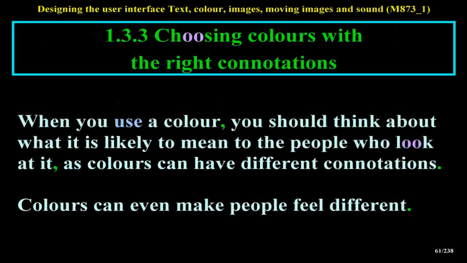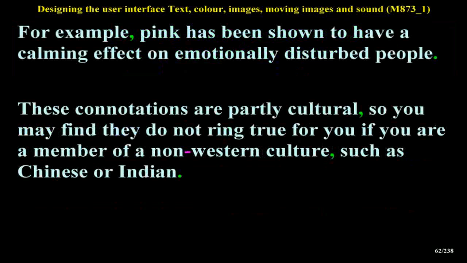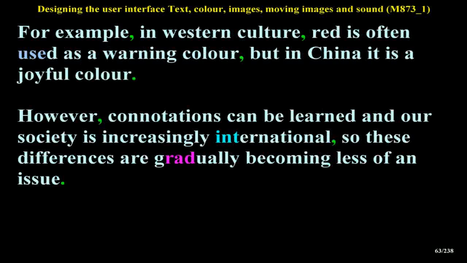1.3.3 Choosing colors with the right connotations. When you use a color, you should think about what it is likely to mean to the people who look at it, as colors can have different connotations. Colors can even make people feel different. For example, pink has been shown to have a calming effect on emotionally disturbed people. These connotations are partly cultural, so you may find they do not ring true for you if you are a member of a non-Western culture, such as Chinese or Indian. For example, in Western culture, red is often used as a warning color, but in China it is a joyful color.